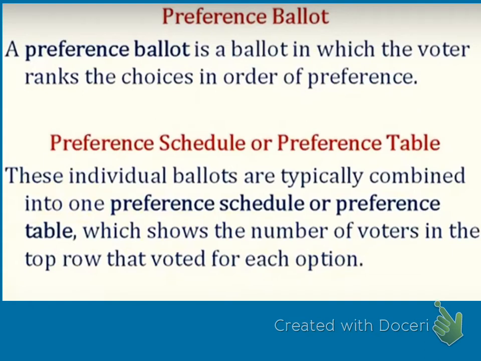So let's take a look at setting up a preference ballot. That was just an example of a preference ballot just before. So that's where the voters rank their choices in order of preference. And then we're going to look at the preference schedule or preference table. So these individual ballots are typically combined into one table so you can see all of the data, which shows the number of voters in the top row that voted for each option. So let's look at an example.